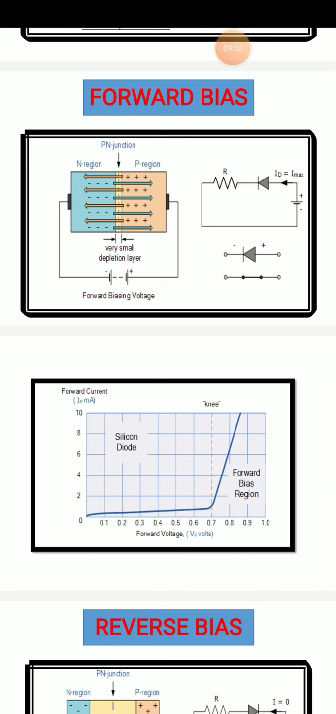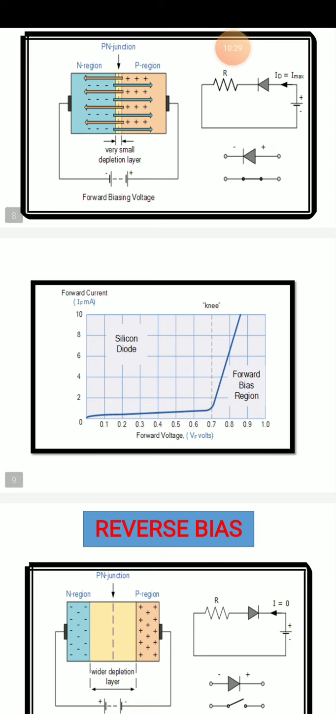That is what is mentioned here. The P region electrons will be transferred to the N region, as well as from the N region to the P region. So in between the junction a small depletion layer is formed. In the forward bias the depletion region layer is very small, hence there is not that much leakage of current over here.